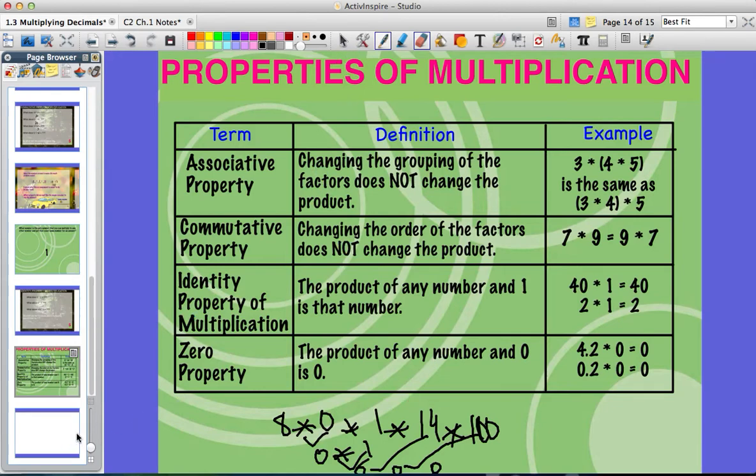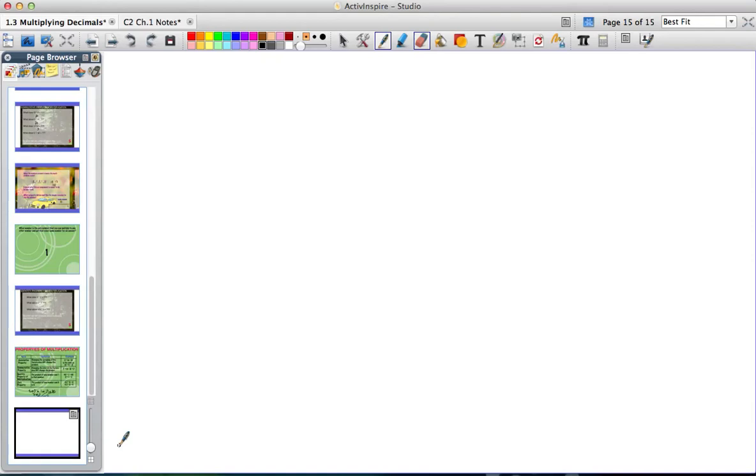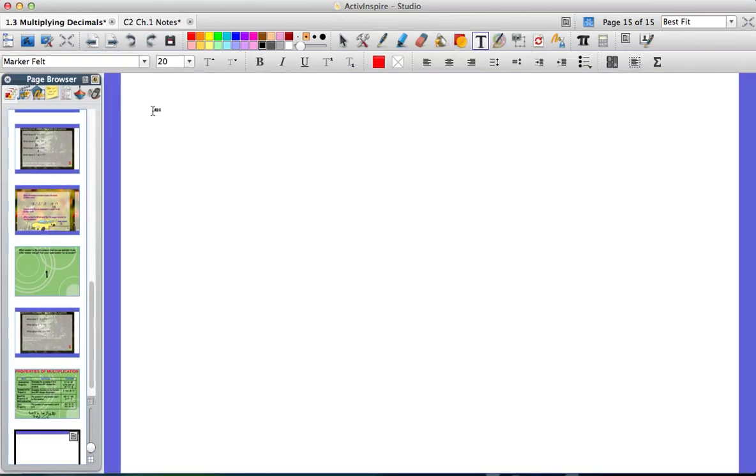Right, so on Edmodo tonight, what I would like you to post, I would like you to try using the commutative property and the associative property of multiplication, and I want you to make these problems easier to do on your own. So 10 times 2 times 2 times 13 times 15. So that's your first problem.